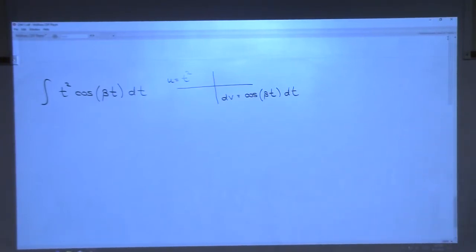I'm really liking this class today. I like integration by parts.